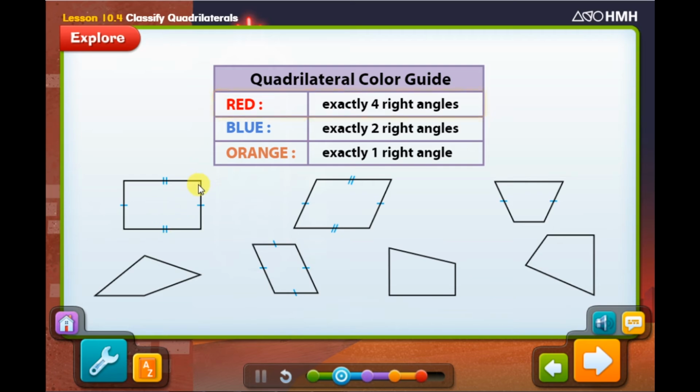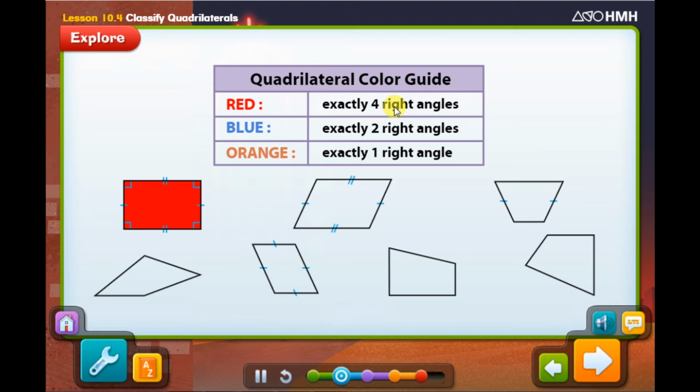This is a right angle. This is the right angle. This is the right angle. And this is finally a right angle. So we have 4 right angles. The rectangle has 4 right angles. Because it has exactly 4 right angles, we'll color this quadrilateral red.